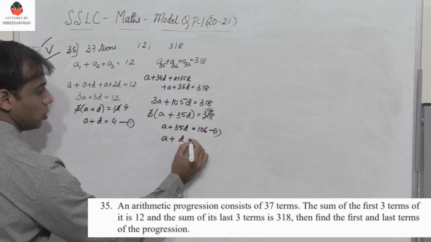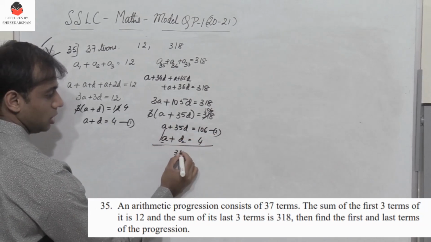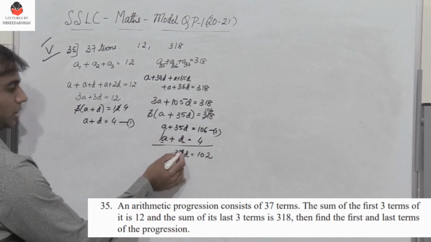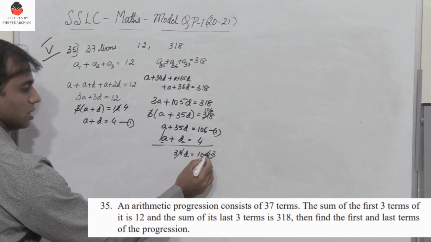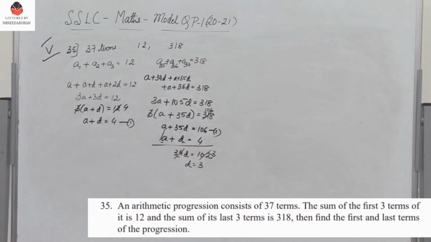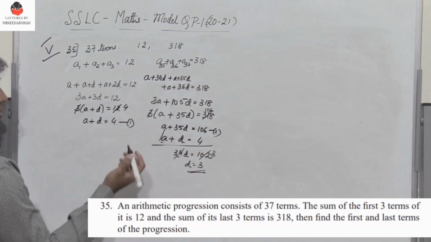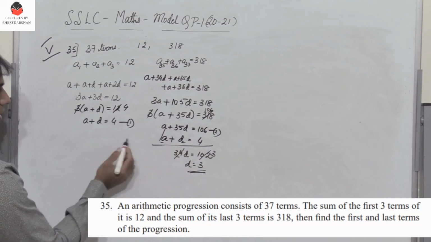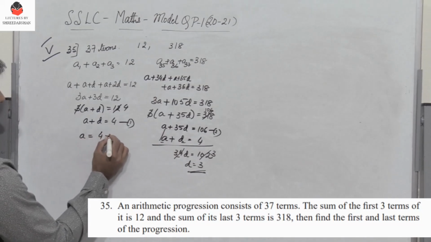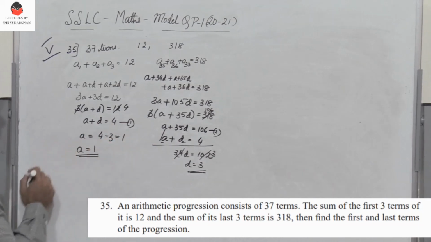So now I have the two equations. a plus d equals 4 and a plus 35d equals 106. Subtract, a gets cancelled. So 34d equals 102, and I find that 3 34s are 102. So d is equal to 3. So let me substitute the value back here in this equation. So a equals 4 minus d, which is 3, you get 1. So a equals 1, that is the first term.